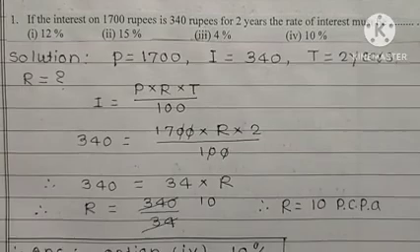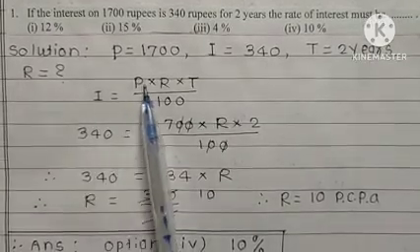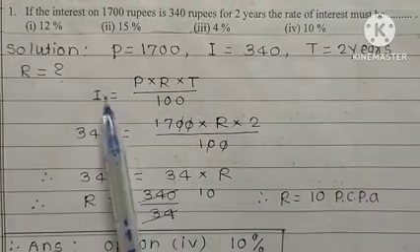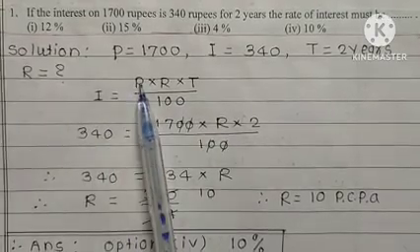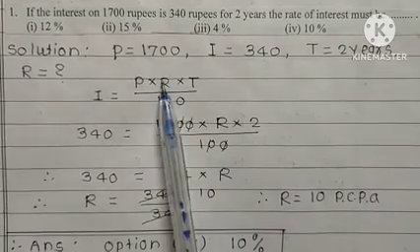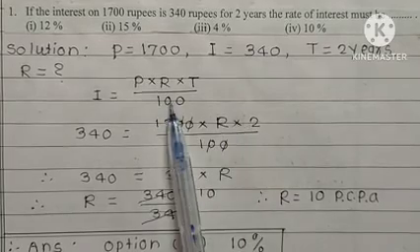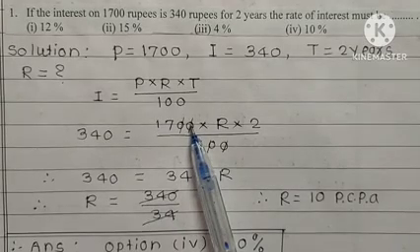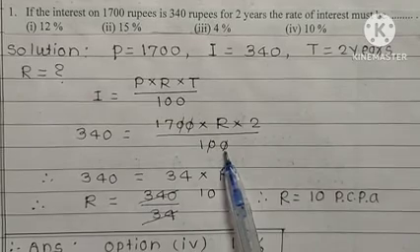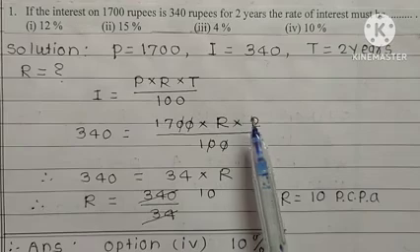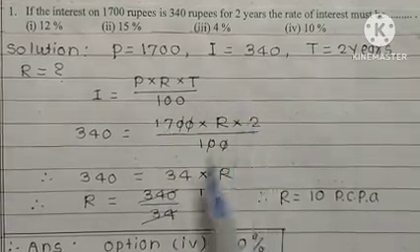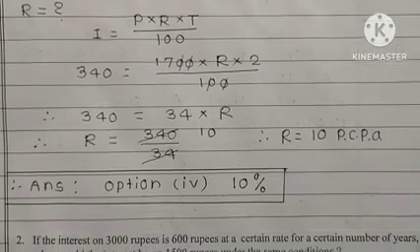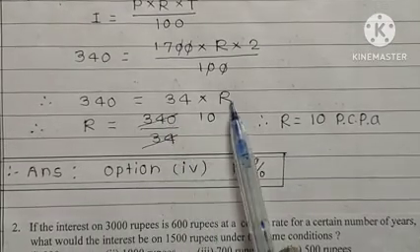Now you know the formula for simple interest, I is equal to P into R into T upon 100. Now put values. I is equal to 340, P is equal to 1700, R we don't know, T 2 upon 100. Now cancelling these two zeros from numerator and from denominator. Now 17 into 2, that means 34 into R as it is.